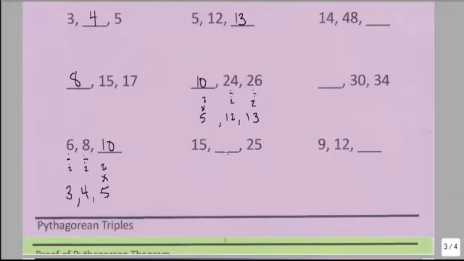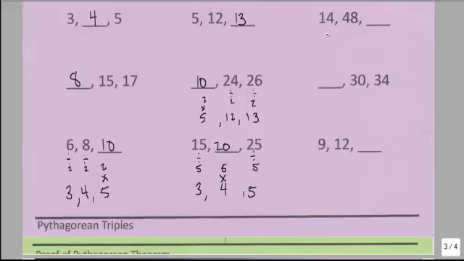Something that'll go into both 15 and 25 is 5. So divide it by 5. 15 divided by 5 is 3. 25 divided by 5 is 5. So that means my middle term would have been 4, because that's my 3, 4, 5 triple. Multiply 4 times 5. 4 times 5 is 20.